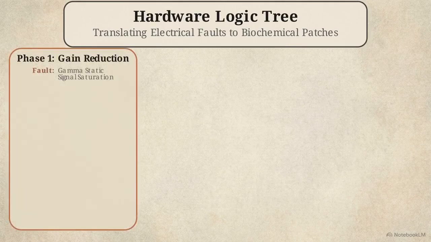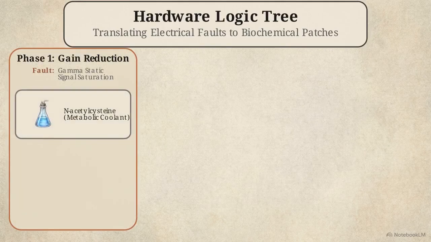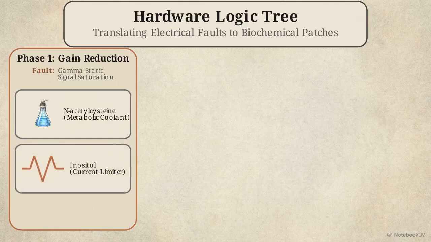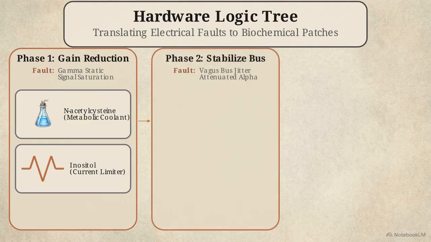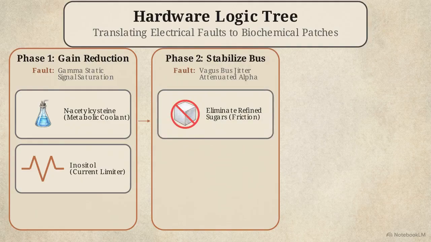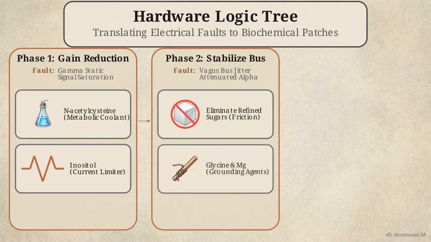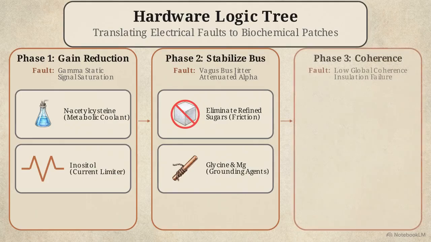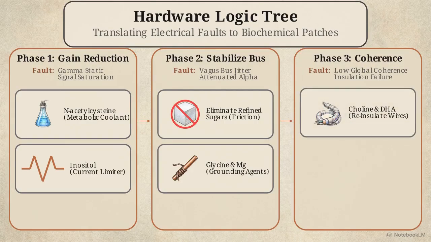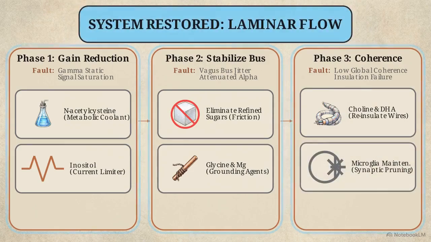We lower the systemic gain and restore voltage headroom by deploying N-acetylcysteine as a metabolic coolant to clear the static, alongside inositol to act as a current limiter. To patch the attenuated alpha rhythm and stop the vagus bus jitter, we eliminate high-friction metabolic inputs like refined sugars and apply strong grounding agents like glycine and magnesium to stabilize the voltage rails. To resolve low global coherence, we re-insulate the wires. Increasing choline and DHA repairs the compromised myelin sheath, prepping the system for the microglia to finally resume synaptic pruning.